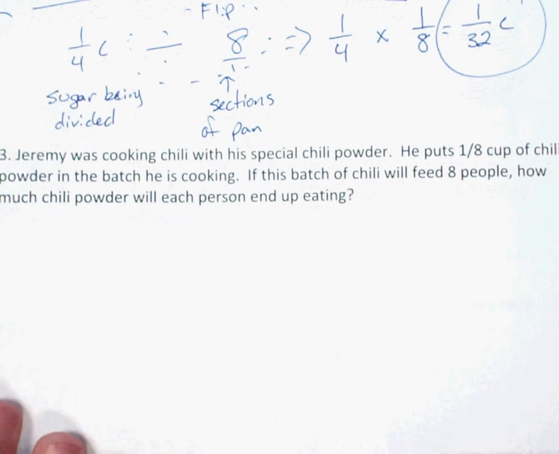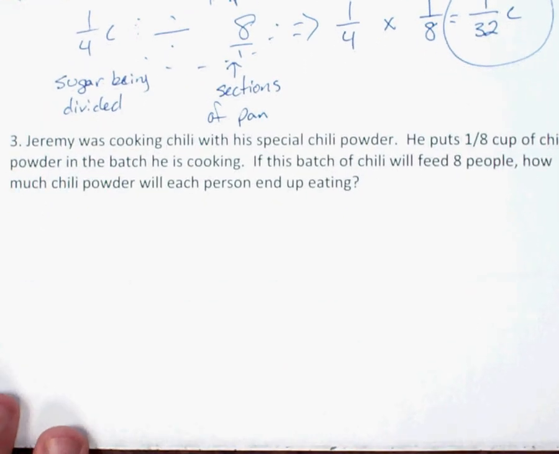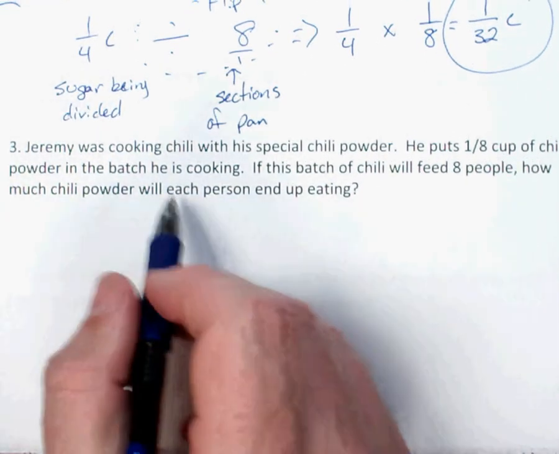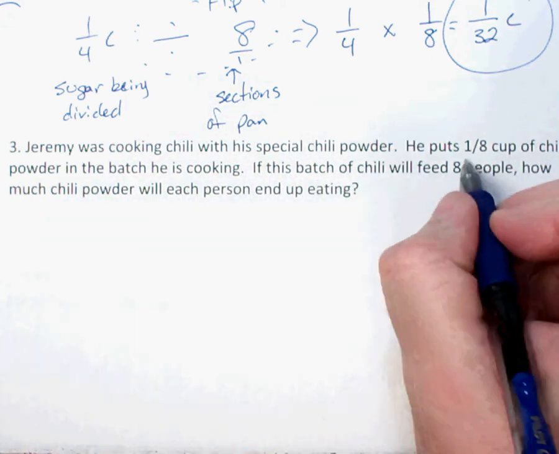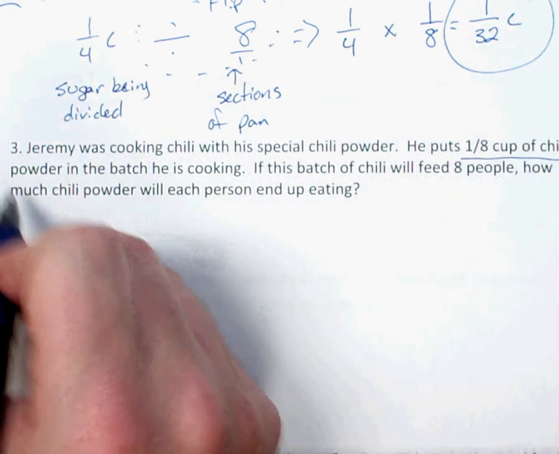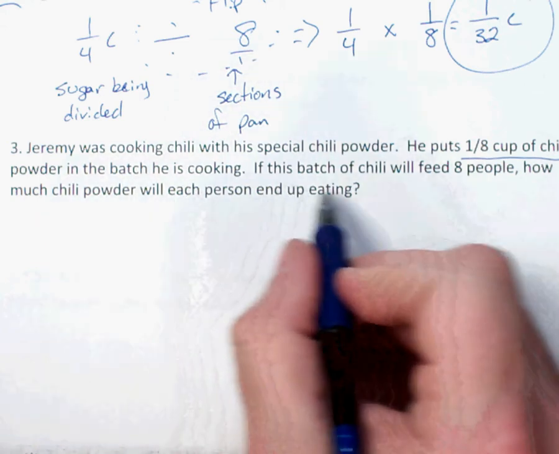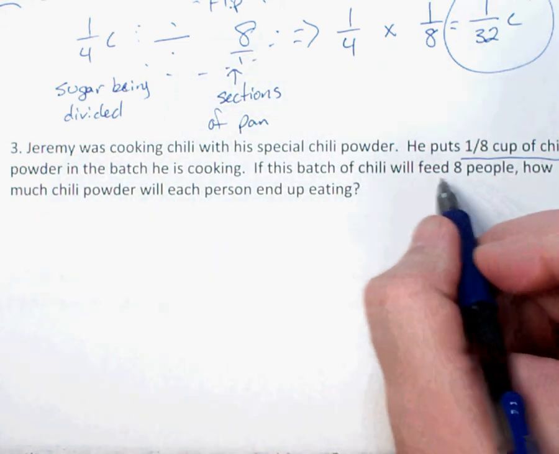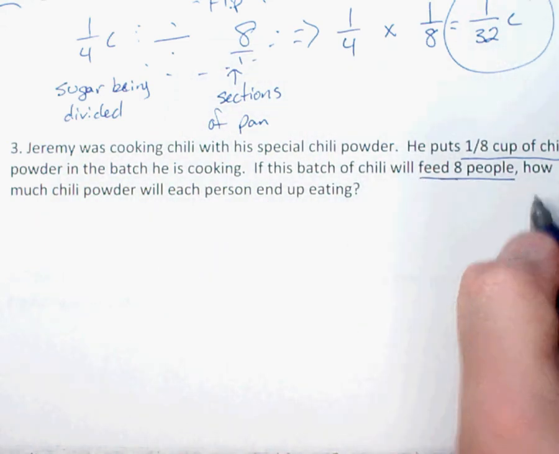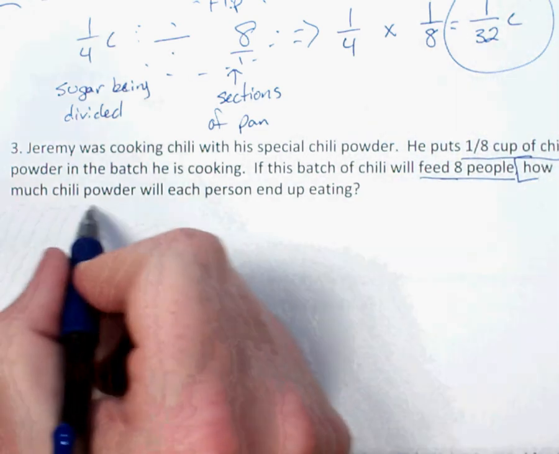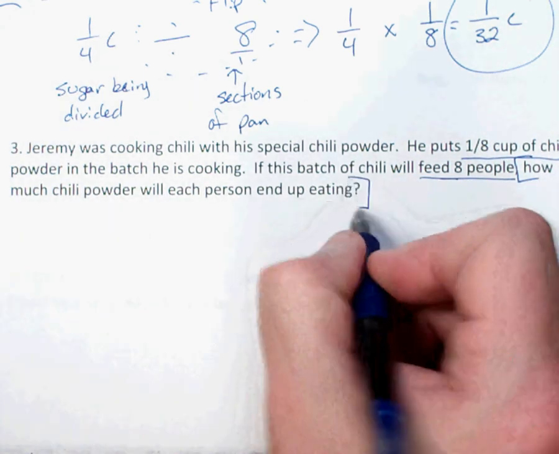All right, on to the next one. Jeremy was cooking chili with his special chili powder. He put 1/8 cup of chili powder in the batch he was cooking. If this batch of chili will feed 8 people, how much chili powder will each person end up eating?